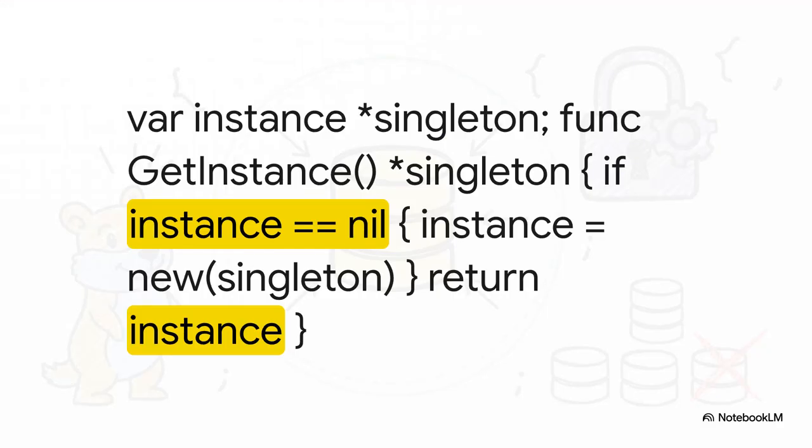And here's the public front door, our getInstance function. Now, the logic looks pretty simple, right? The very first time anyone calls this function, our instance variable is nil. So that if condition is true, we create a new instance and we return it. Then, on every single call after that, instance is no longer nil, so we just skip the creation step and return the one that already exists.